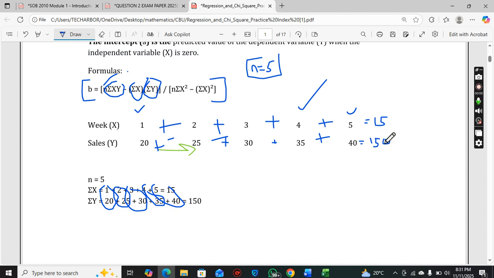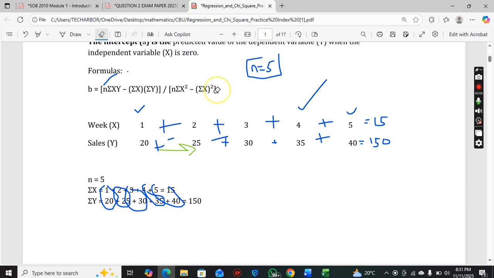Are we okay with that, sir? Is it Mr. Matipa? Are we okay? Any questions? Oh, we are now at the summation of x and the summation of y. Yes, summation of x, we added them, we got 15. Summation of y, we've added these y values, we got 150. Okay.